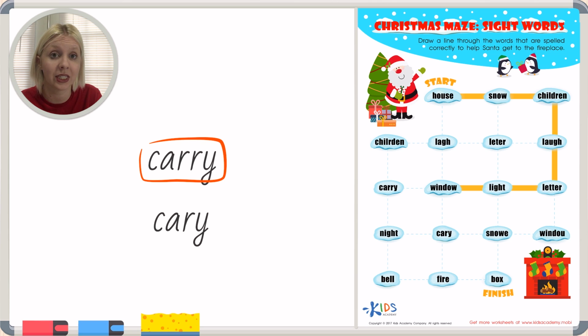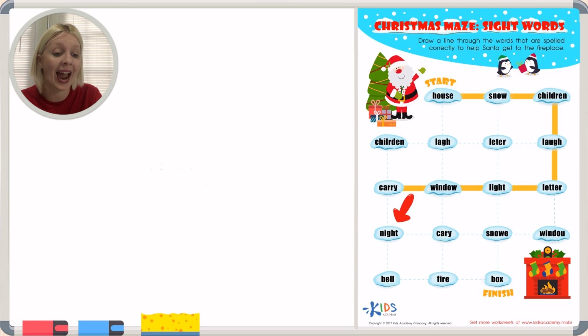So let's practice air writing that to put it to our memory. C-A-R-R-Y, carry. Let's do it one more time. C-A-R-R-Y. So we're going to come over here and we're going to go to the correct way of spelling carry. Then we've got night, okay? And night is a lot like the word light.